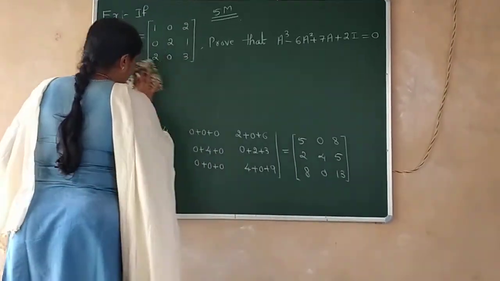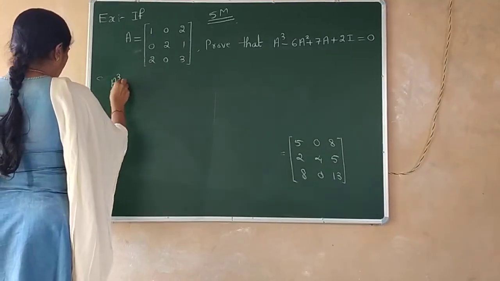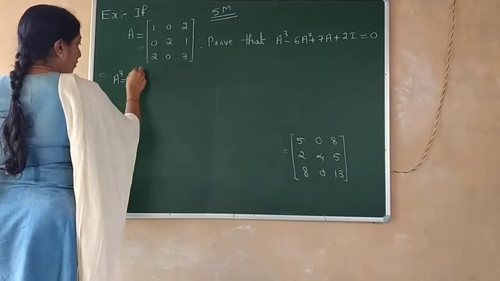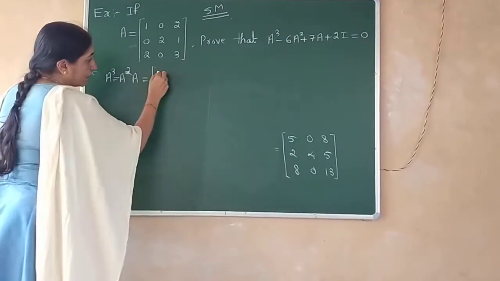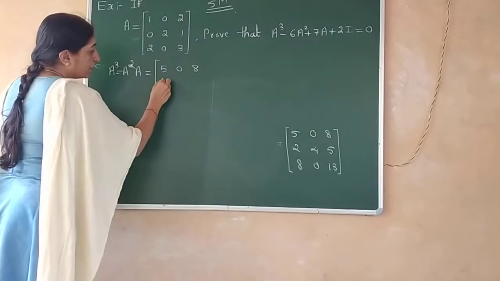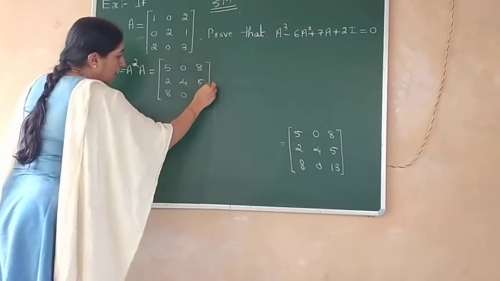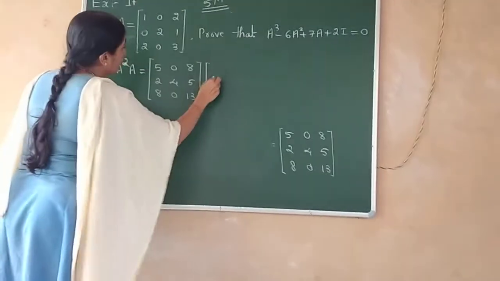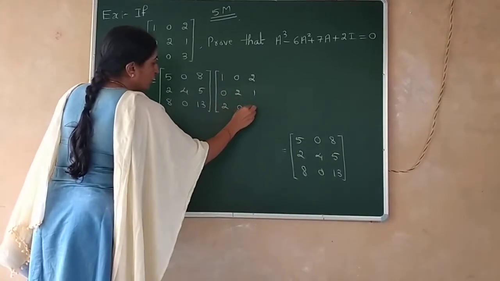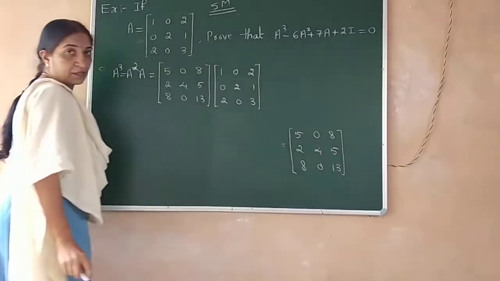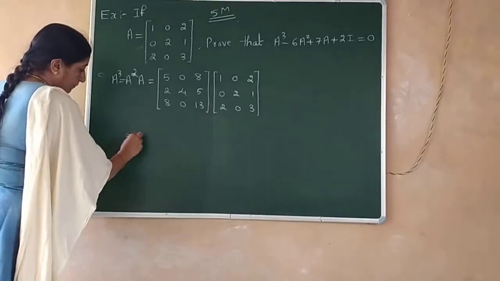For that we have to write A square into A. So I am writing here. A cube is equal to A square into A. Note this down carefully: A square into A. A square we already calculated. Here it is 5, 0, 8, 2, 4, 5, 8, 0, 13. And after that write down A, which is given: 1, 0, 2, 0, 2, 1, 2, 0, 3. Yes, are you following this? Then, as usual, multiplication, row with column.